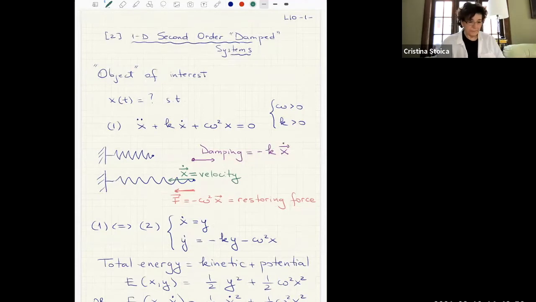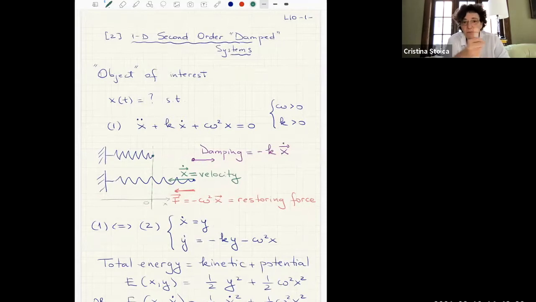Okay. Good. So last time we started to talk about these 1D second order damped systems. The object of interest is to find a function that fulfills a certain ODE that models an elastic spring with a damping force in it. How the model goes: this is the elastic spring in its equilibrium position. If I leave it here, it doesn't go anywhere. So let's call this 0, and there's the OX axis.